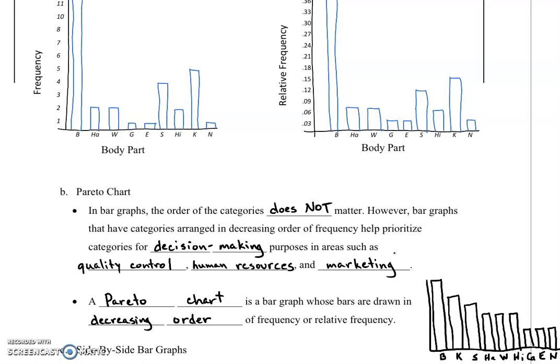So you can see the Pareto chart goes in order of decreasing frequency or relative frequency. So frequency or relative frequency can go on the vertical axis.